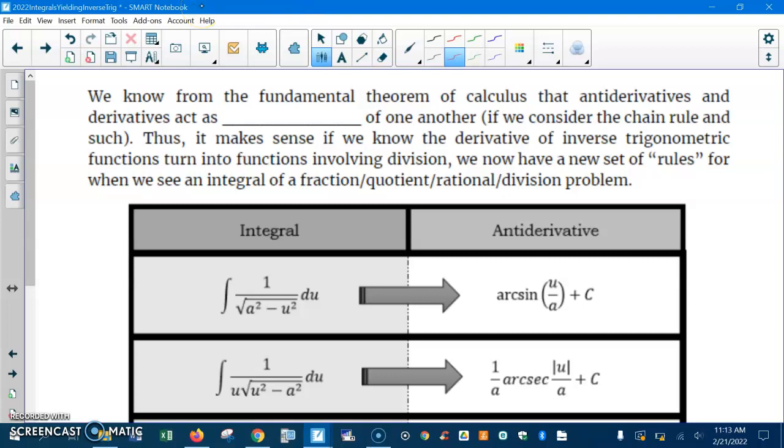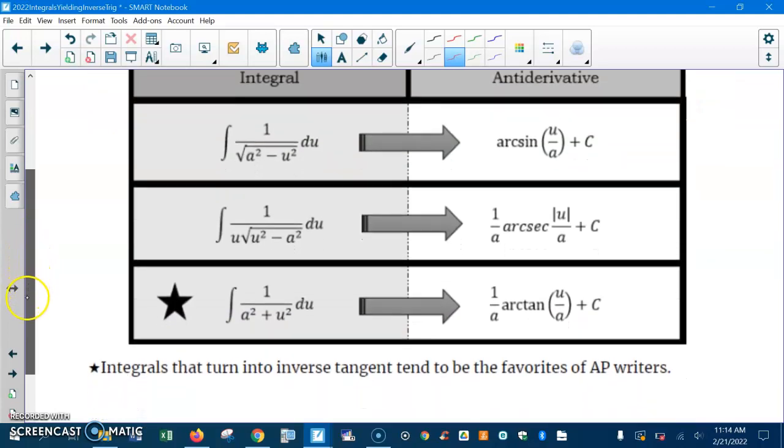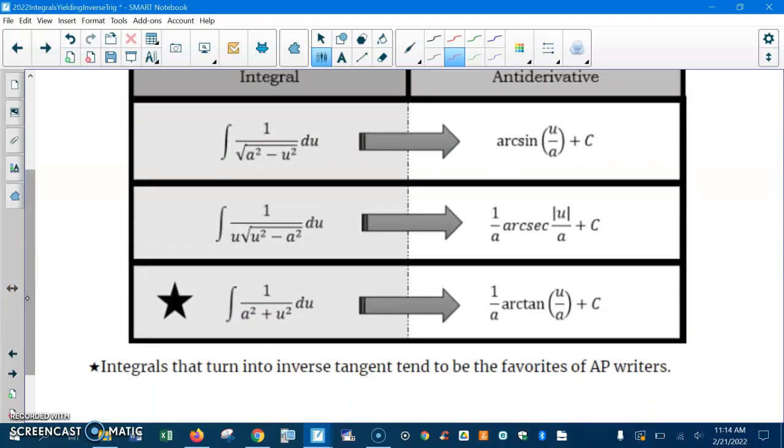So we know from the fundamental theorem of calculus that antiderivatives and derivatives act as inverses of one another, if we consider the chain rule and such. So it makes sense that if we know the derivative of inverse trig functions turn into functions involving division or fractions with a quotient, now we have a new set of rules for when we see those integrals of those fraction, quotient, division problems. And those antiderivatives will turn back into inverse trig functions.